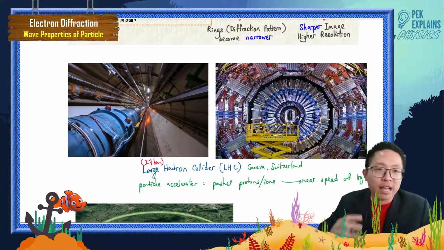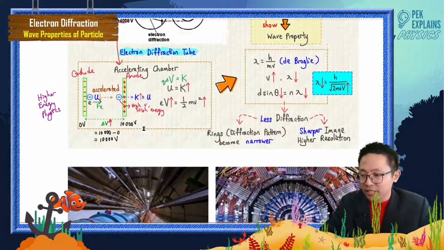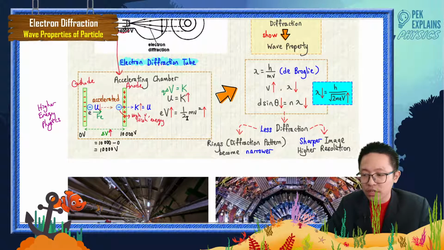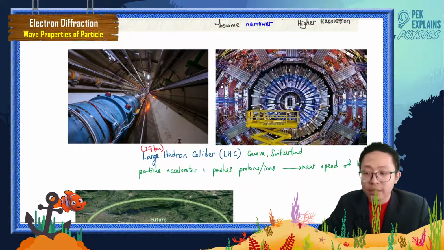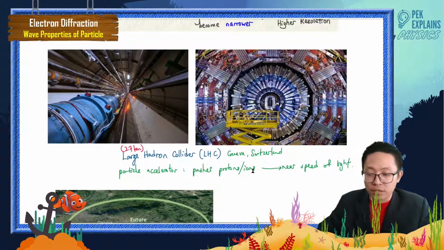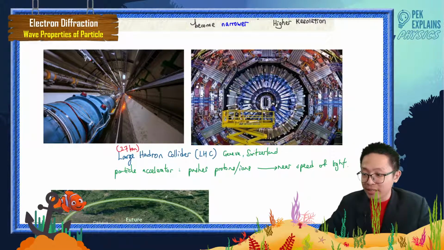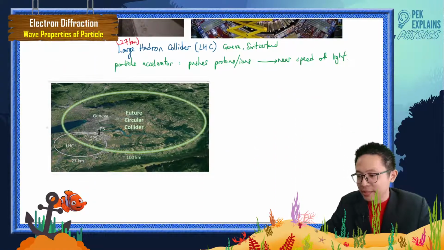Here you have a very large accelerating chamber, where just like I said, you use high voltage, a high potential difference, to accelerate the electron to a very high velocity and high kinetic energy. The Large Hadron Collider will accelerate protons, ions, to near the speed of light. Why is it called large? It's actually in Geneva, Switzerland. It is very large because it is 27 kilometers long. Imagine 27 kilometers long. It's almost a town, the size of a state.